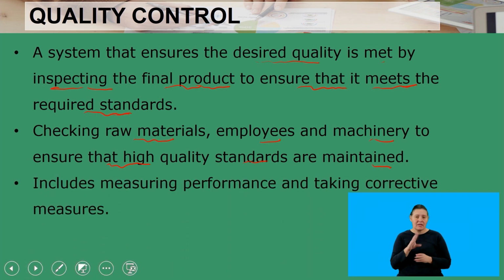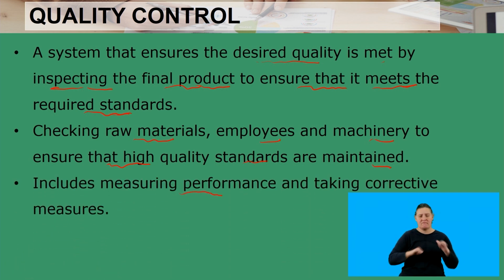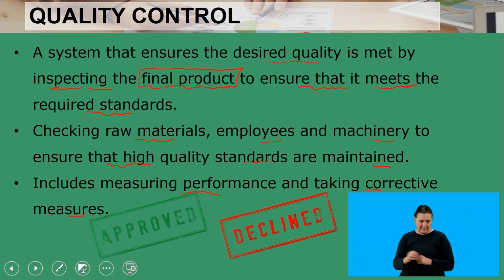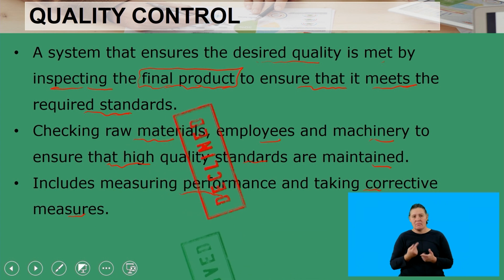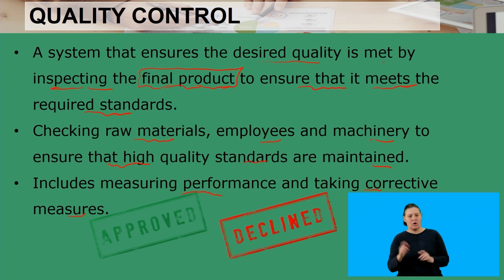It includes, again, measuring performance of what now? Measuring performance of the final product and taking corrective measures. So basically, this is a process of either approving or declining the quality of the product. So that's what we mean with quality control.